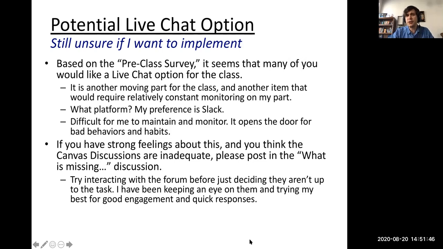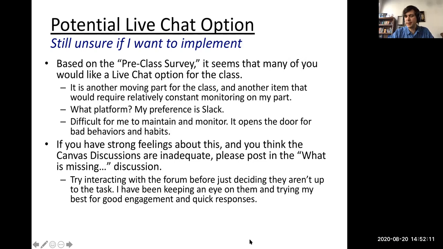So if you do have strong feelings about this, right now my default is I will likely not enable this feature. I will be thinking about it all weekend because I can see a lot of potential good that's going to come out of this. If you do have strong feelings, we do have the Canvas discussion, what is missing from this class? That would be a place where I think you should go let me know if you really think that this is something that we should have.